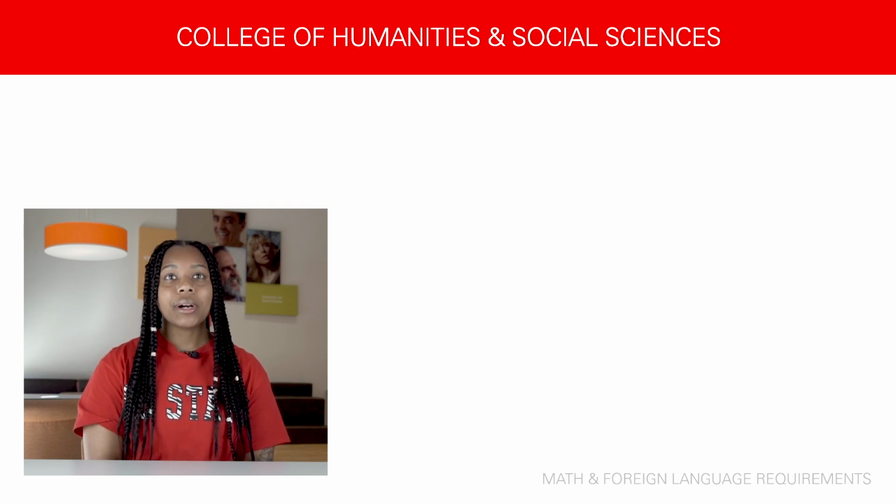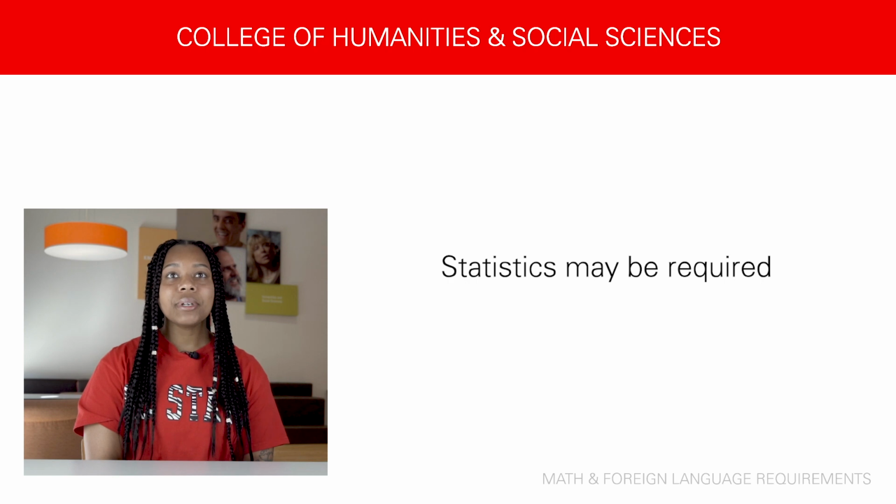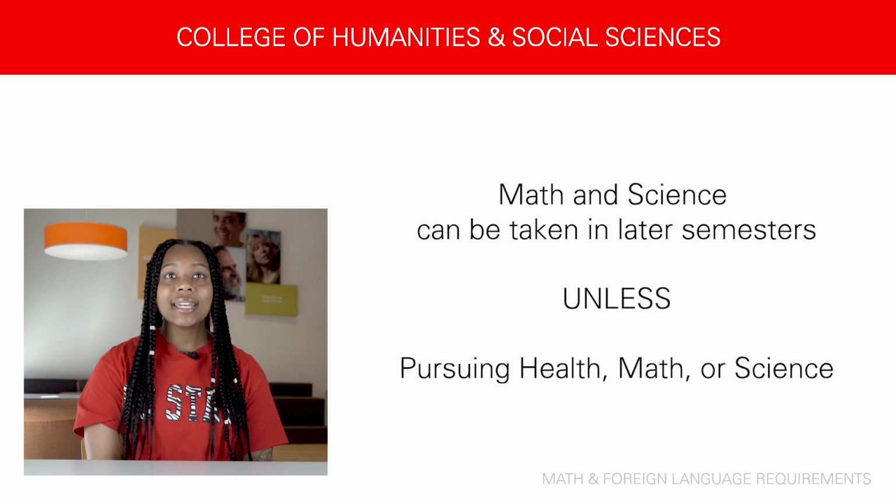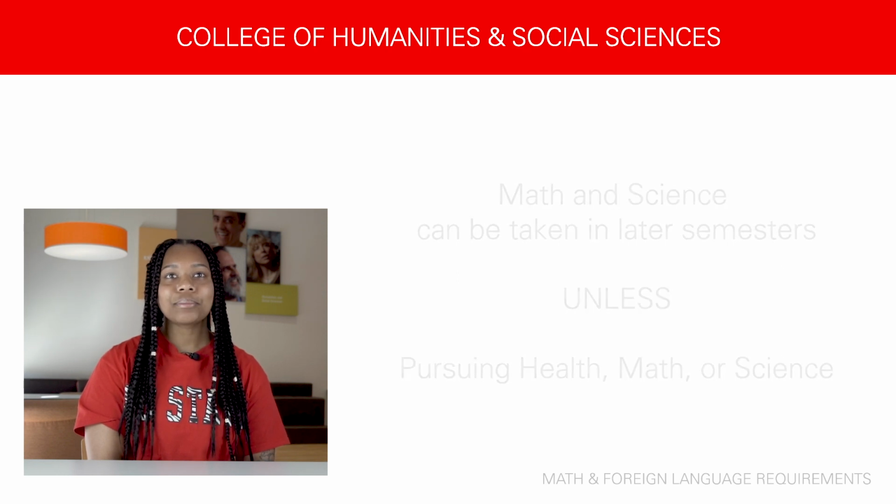Some of our majors require statistics as one of your 2 math courses. If so, statistics will be listed on your degree audit. If your major does not require statistics, the second math requirement can be a math course of your choosing. Please note that math and natural science do not have to be taken during your first semester. You can plan to take them in a later semester if you wish, unless you are pursuing a health profession career or you want to add or switch to a major that requires math or natural science.